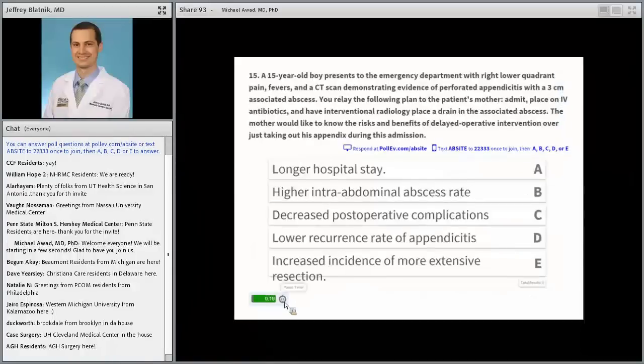Number 15, a 15-year-old boy presents to the emergency department with right lower quadrant pain, fevers, and a CT scan demonstrating evidence of perforated appendicitis with a 3-centimeter associated abscess. You relay the following plan to the patient's mother. Admit, place on IV antibiotics, and have interventional radiology place a drain in the associated abscess. The mother would like to know the risks and benefits of delayed operative intervention over just taking out his appendix during this admission.